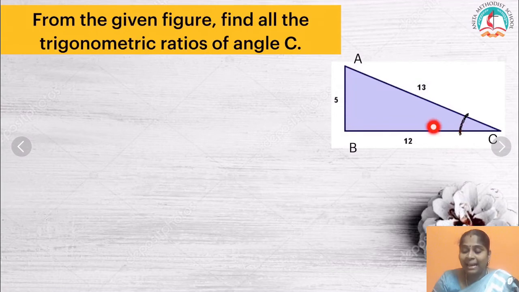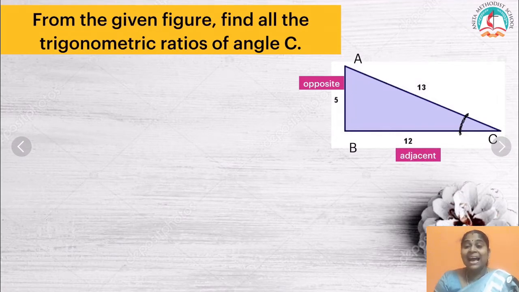If it is the angle C, what is the opposite side of this angle C? Yes, 5. Which is the adjacent side of angle C? 12. And which is the hypotenuse, children? Yes, opposite to the 90 degree. So now we can easily find the 6 ratios.